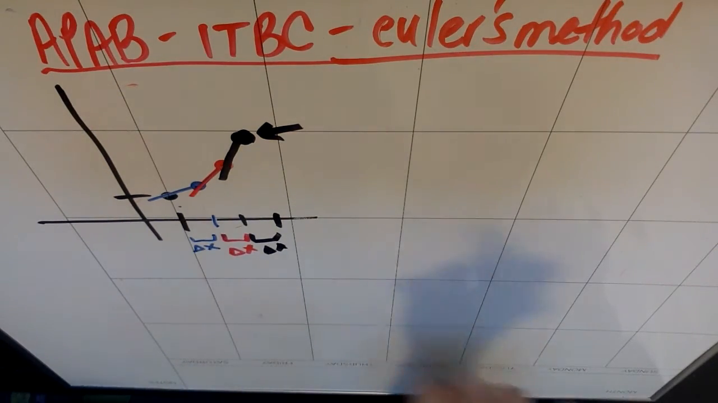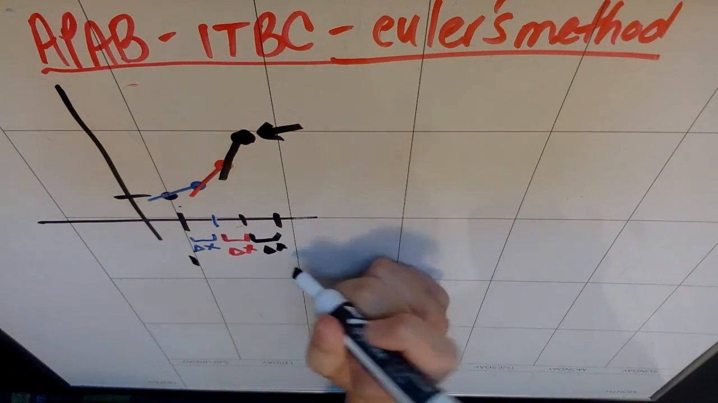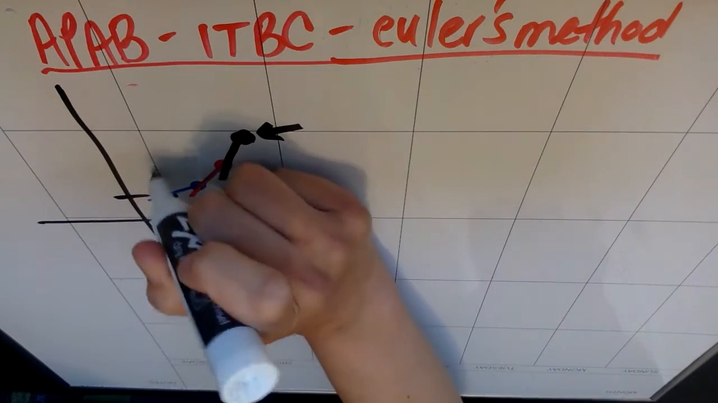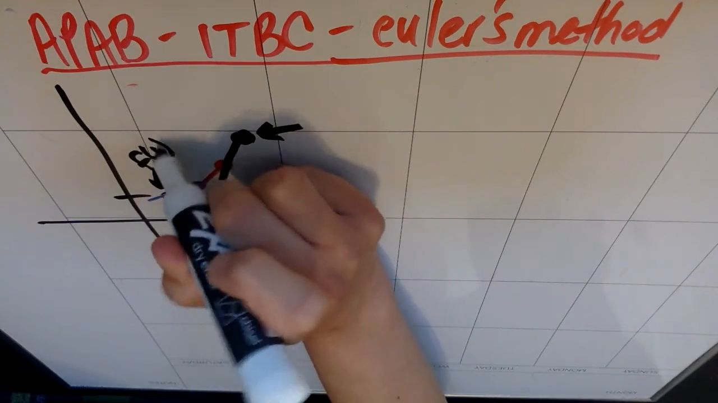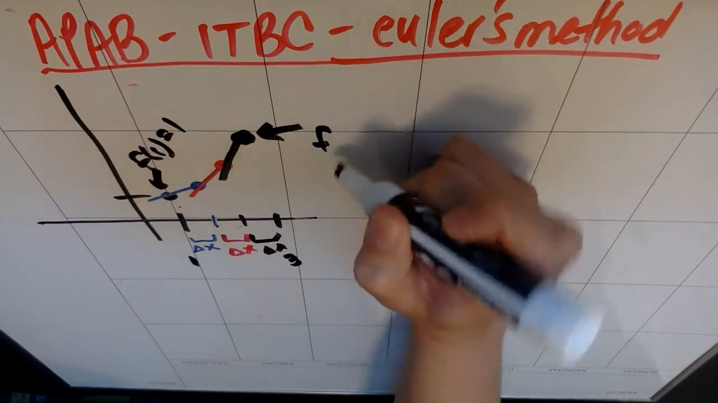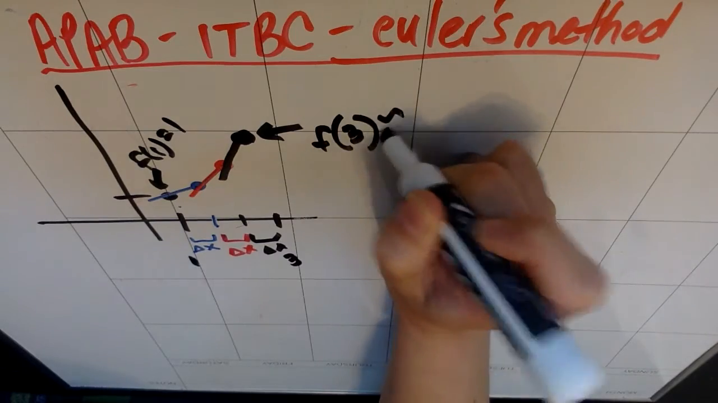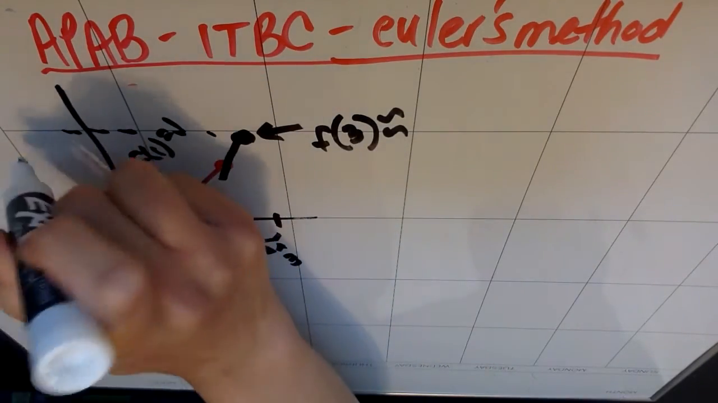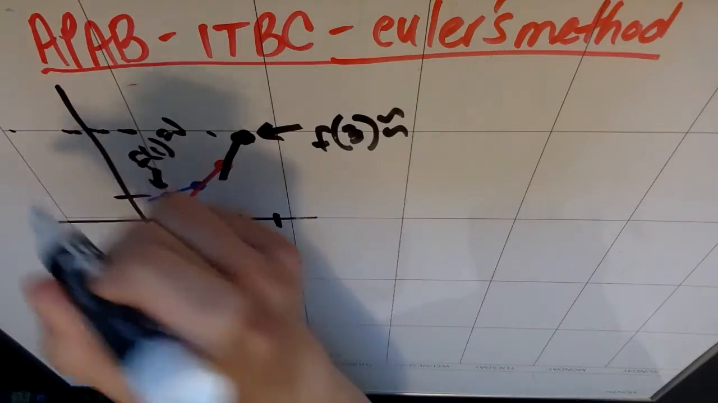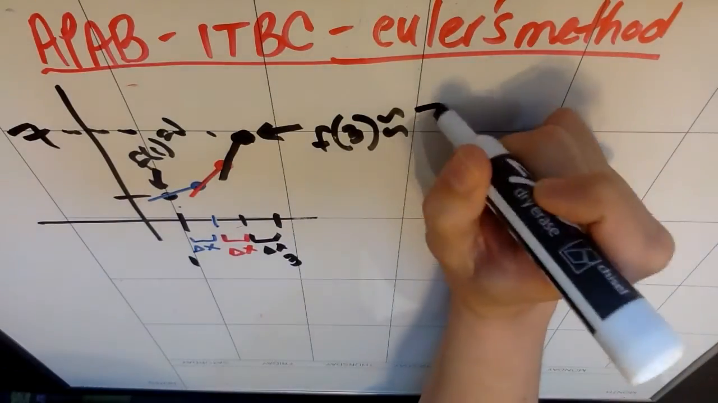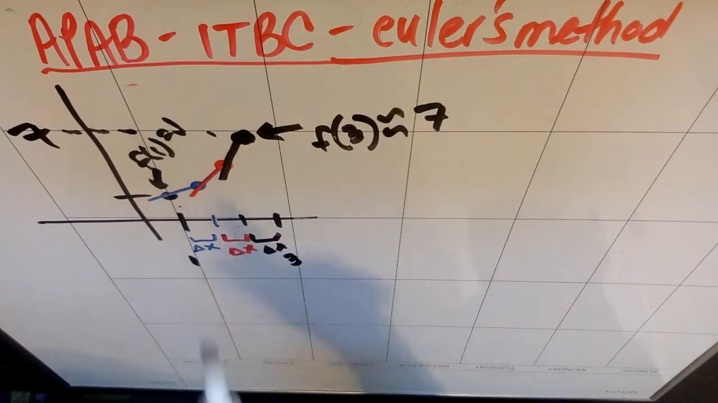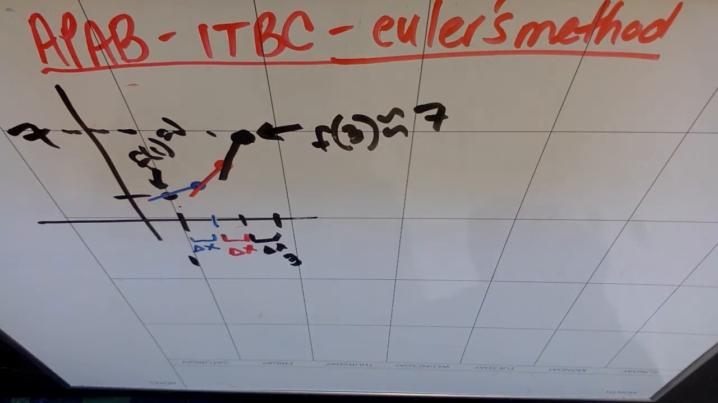So let's say I started at x is 1 and I wanted to end at x is 3. Well, I knew that f of 1 was 1, and I can approximate that f of 3 is approximately whatever y value this is. I'm just going to call this 7 for a fake number. So what we're doing is called linear approximation, because we're taking a curve that is not a line, and we are approximating it by using tangent lines.